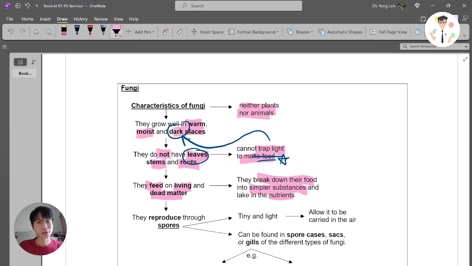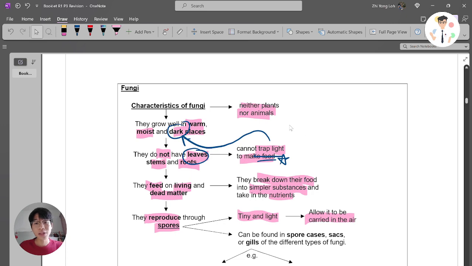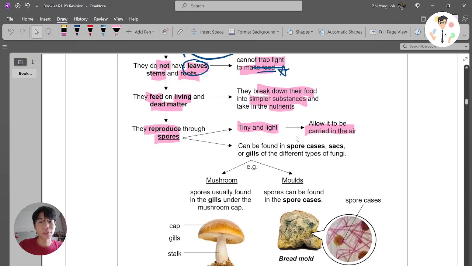And again, we know that fungi can reproduce by spores, okay? Again, you know about spores, you know about seeds. They can't reproduce by seeds, but through spores. And we know that spores are tiny and light because it helps them to be carried by the wind, in the air. And spores we can usually find in something called spore cases, or sacs, or gills.